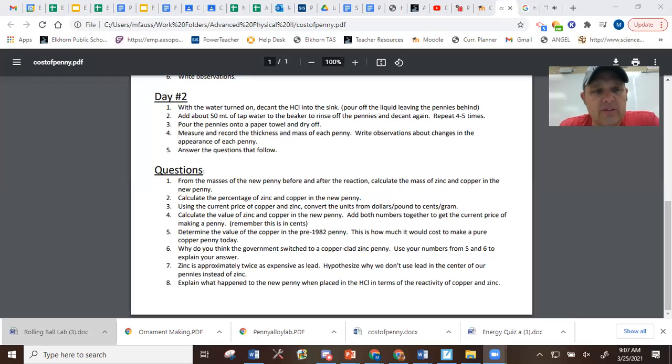So we can see it says, from the mass of the new penny before the reaction and after the reaction, we want to find the mass of the copper and zinc. Now, you've got to go and get those numbers. So what was it before? What was it after? And remember, we're not looking at the old penny. We're looking at the newer penny. Now, if you're going to go back to your videos really quick, remember that it was less than 3 grams. So go ahead and pause and find that mass.